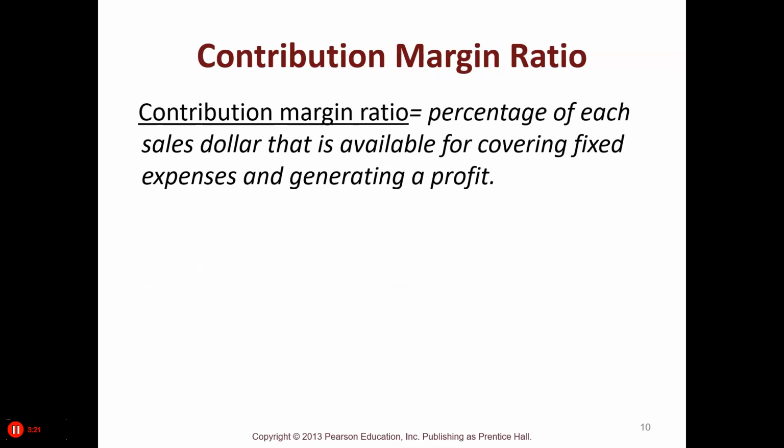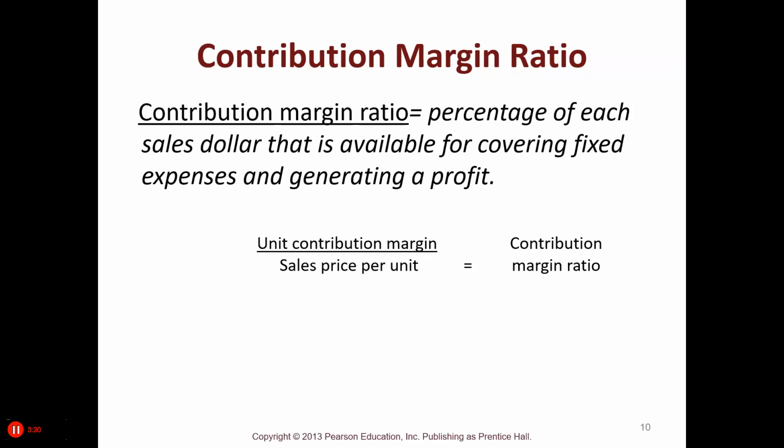Now the ratio is the percentage of each sales dollar that is available for covering fixed expenses and generating a profit. And this is your formula. It's the unit contribution margin divided by the sales price per unit equals the contribution margin ratio, or it's the total contribution margin divided by the total sales. It'll give you the same number.